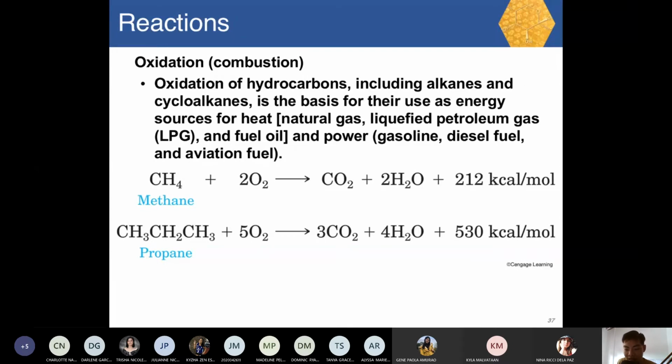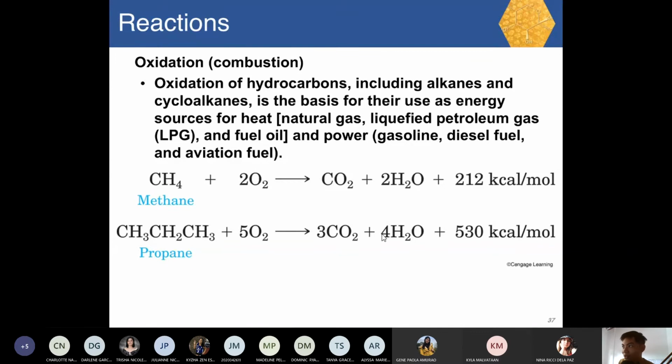AKA the combustion reaction. Okay? So, naalala nyo pa ba yung combustion sa lecture nyo? Ito uli yan. So, when we have combustion of our alkanes, it basically means that your alkane will react with enough oxygen atoms to form carbon dioxide, water, and heat. Okay? So, yan lang. Yan na yan. Alam nyo na to sa lecture.